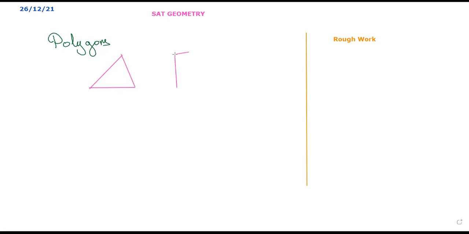Let's try drawing one with 4 sides. Now this is a polygon as well. This is a polygon as well. Okay, so any figure that is closed and has 3 or more than 3 sides is a polygon. Okay, all right, so we know what a polygon is.